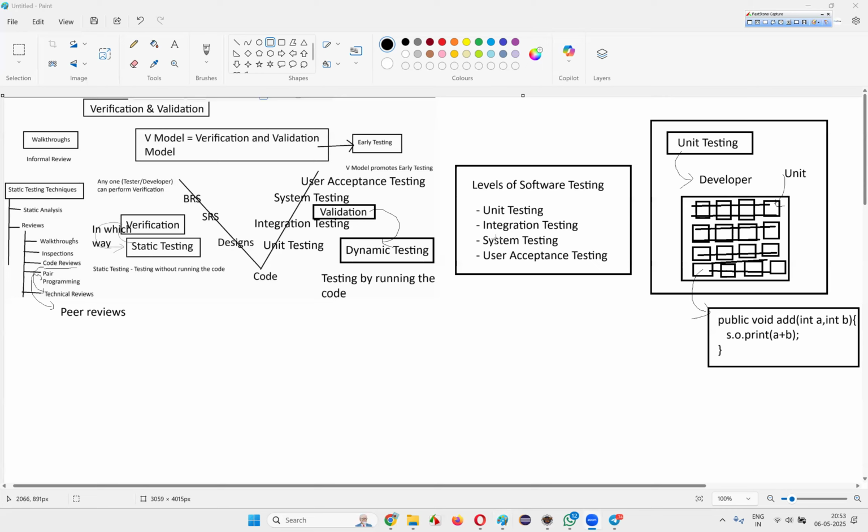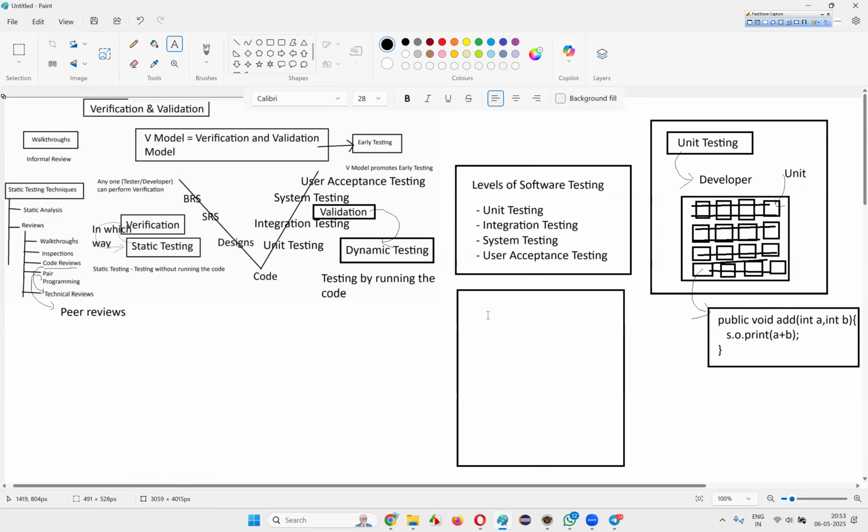Then what is the next thing, guys? The next thing is integration testing. The next level of software testing is integration testing.